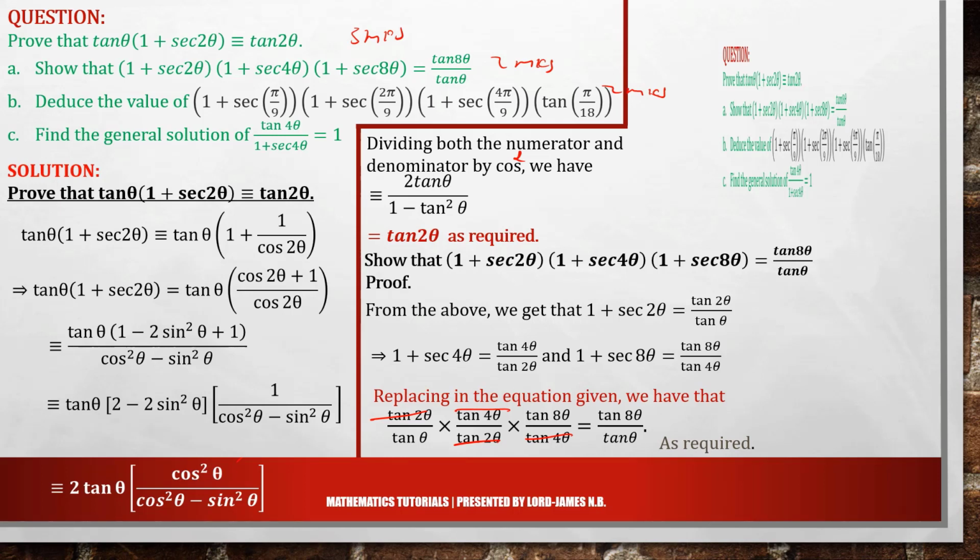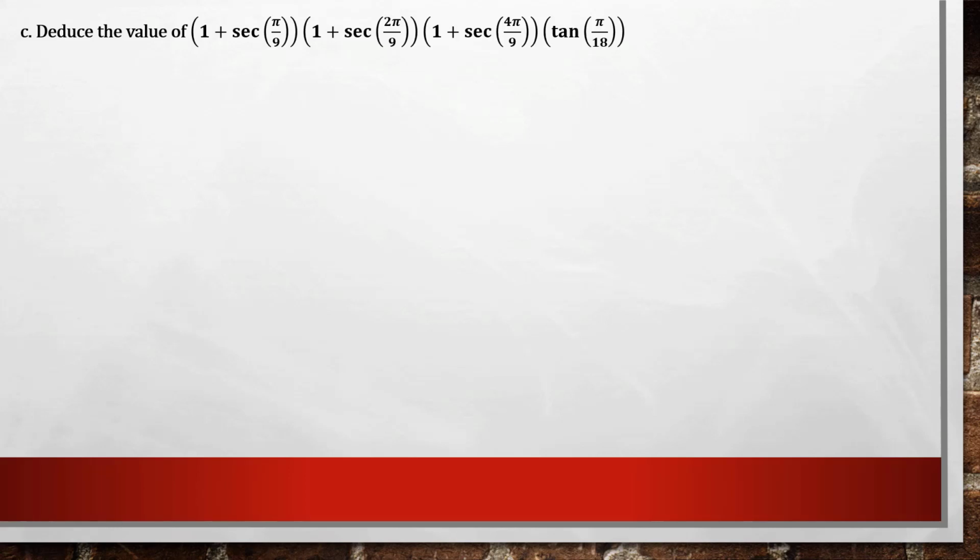Now let's go to the B part. Now we want to deduce the value of 1 plus sec pi on 9 into 1 plus sec 2 pi on 9 into 1 plus sec 4 pi on 9, all of that times tan pi on 18. Now what do we know? From the proof above, we saw that this is equivalent to tan 8 theta divided by tan theta. Remember, it's just 2 marks, so we just have to observe and see what happens.